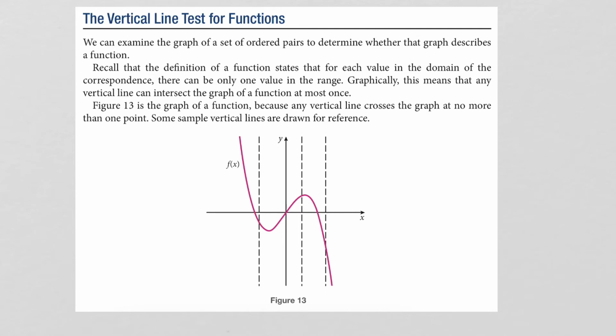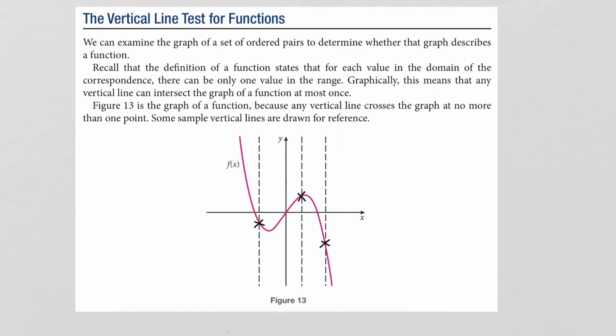Now let's talk about something called the vertical line test for functions. This is a really simple test that you can apply to a graph to see if the graph represents a function. So you can read this here if you want, but basically it goes like this. If you have a graph and you want to know if the graph represents a function, simply imagine every possible vertical line that you could draw. If the graph is a function, every possible vertical line will hit the graph at most one time.